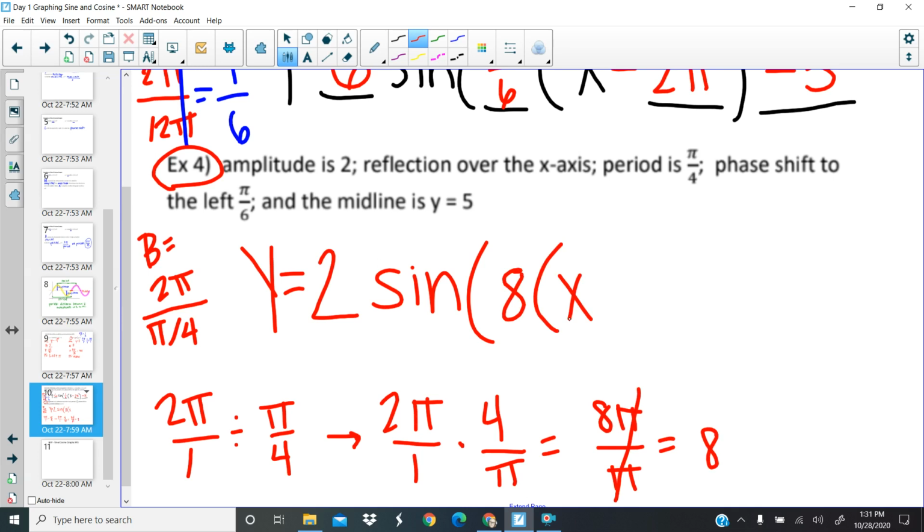And then we have x. The phase shift is to the left pi over 6, so that's going to be a plus pi over 6. And then the midline is y equals 5, so that's going to be a plus 5 on the end as well.